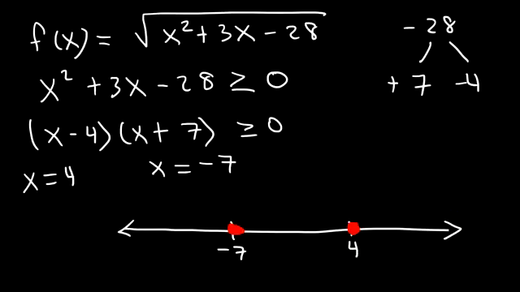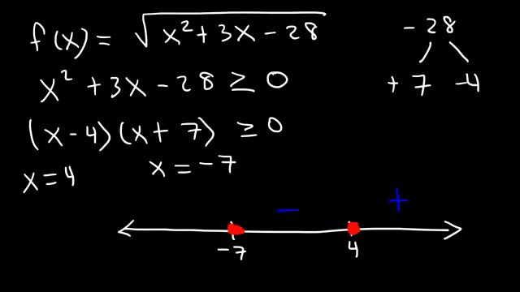If we pick a number that's greater than 4, like 5, and if we plug it into this expression, will it be positive or negative? Well, if we plug in 5, 5 minus 4 is a positive number, and 5 plus 7 is a positive number. When you multiply two positive numbers together, you're going to get a positive result. Now, if we pick a number between negative 7 and 4, let's say 0, and plug it in, 0 minus 4 is negative, 0 plus 7 is positive. A negative number times a positive number is a negative number. So if we choose any number in this region, it's going to give us a negative result.